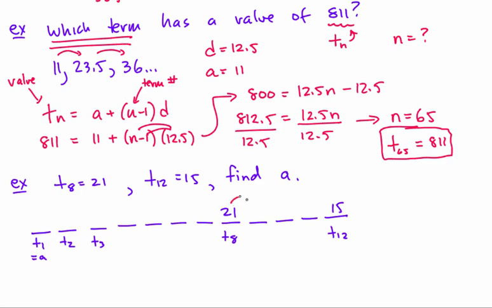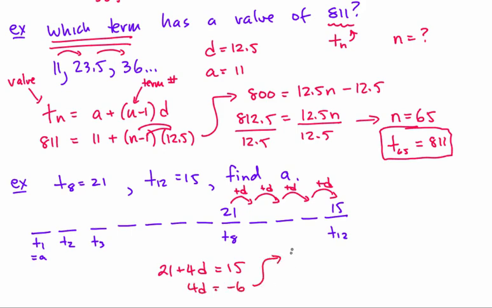And so let's take a look at this. If you add D, and add D, and add D, and add D, so that's 1, 2, 3, 4. If I take 21 and I add D 4 times, I would end up at 15. So if I subtract 21 from both sides, 4D is negative 6. Divide by 4, D is negative 1.5. So that's good. This is going down by 1.5 each time. But now I could use some information like the 8th term is 21, and here's the common difference with my formula. So Tn is A plus n minus 1 times D.